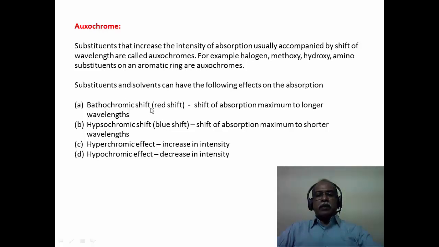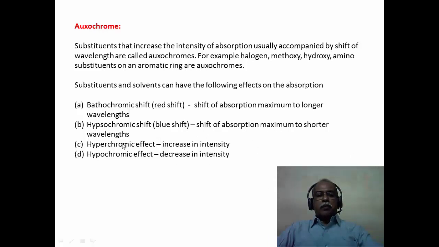Bathochromic shift means shift of absorption maximum from lower wavelength to higher wavelength. In other words, this is known as red shift, because we are going from the blue region to the red region when you shift from smaller wavelength to longer wavelength. Hypsochromic shift is also known as blue shift. This is absorption maxima shifted to shorter wavelength, exactly opposite of the bathochromic shift.